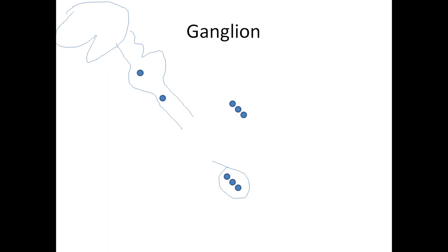Today's interesting topic is about the ganglia. So what is ganglia? Collection of neuronal cell bodies outside the CNS, that is the brainstem or the spinal cord. Outside this, if there is a collection of neuronal cell bodies, we call it a ganglion.